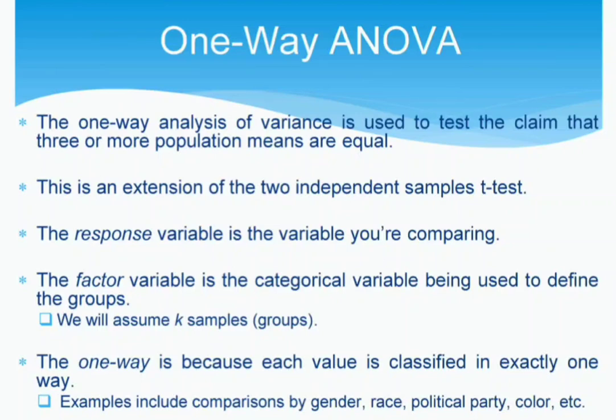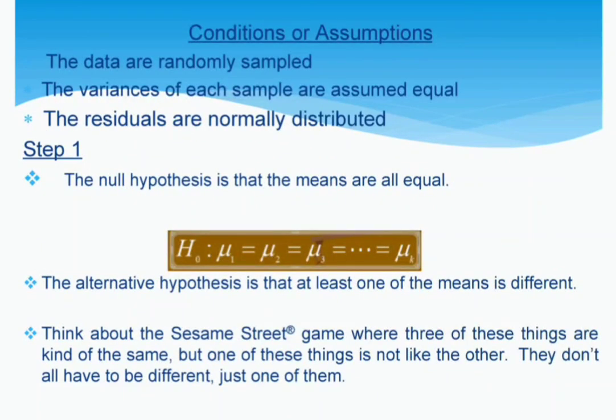The one way is because each value is classified in exactly one way. That's why we call it one way ANOVA. Examples include comparison by gender, race, political party, color, etc. The conditions or assumptions used in one way ANOVA: the data are randomly sampled, the variance of each sample is assumed equal, and the residuals are normally distributed.